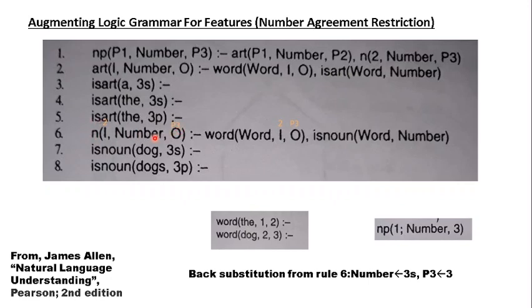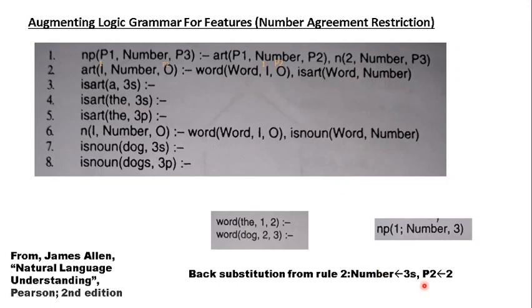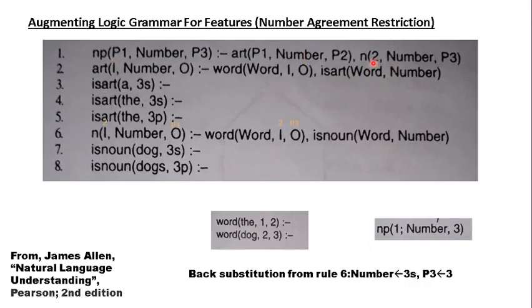Okay, so this is substituted back to the right hand side of the first production, where what happens in back substitution is the number value is given as 3s and the p3 value is given as 3. So if we consider the number value that we got earlier, number value is 3s again for article, and now in this case the number value is 3s for noun. So effectively it means that the article part and noun part of this noun phrase have agreed with respect to number agreement restriction. Okay, so it applies.